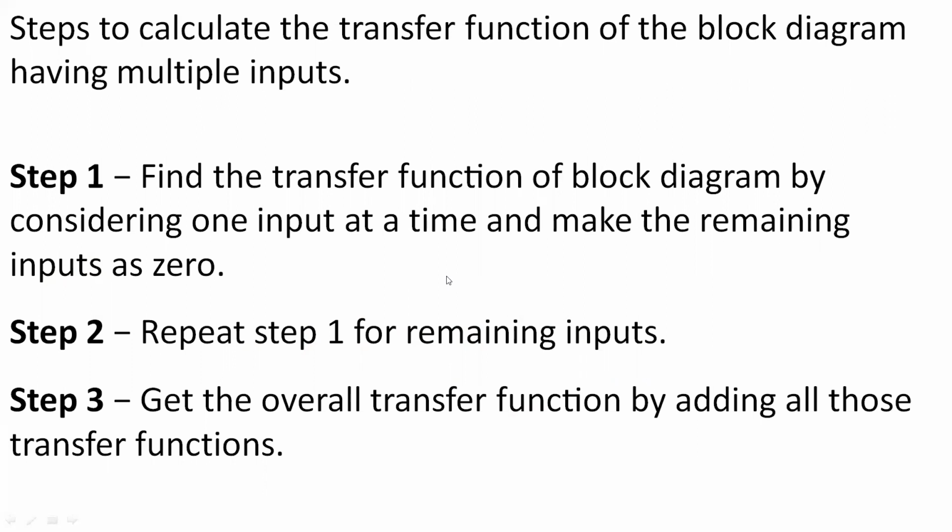For a block diagram having multiple inputs, step 1 is find the transfer function of the block diagram by considering one input at a time and make the remaining inputs as 0. Step 2 is repeat step 1 for remaining inputs. And step 3 is get the overall transfer function by adding all those transfer functions.